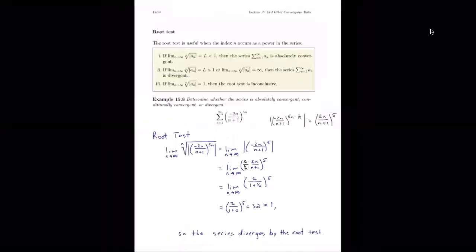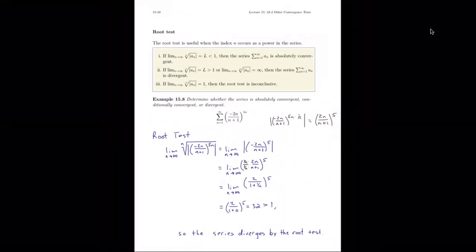So that's it for 8.4. Remember, we saw the introduction to alternating series. We saw the alternating series test. We've seen conditional convergence versus absolute convergence. We saw the ratio test and the root test. The most important one is probably the ratio test.